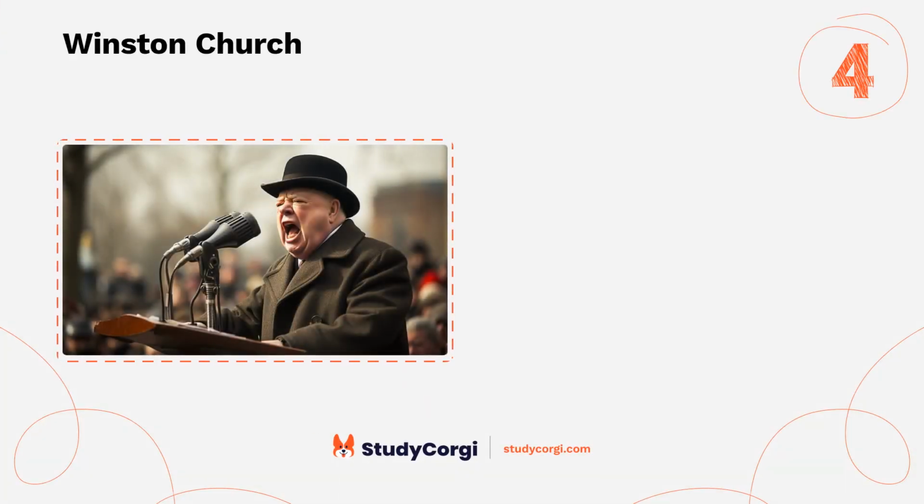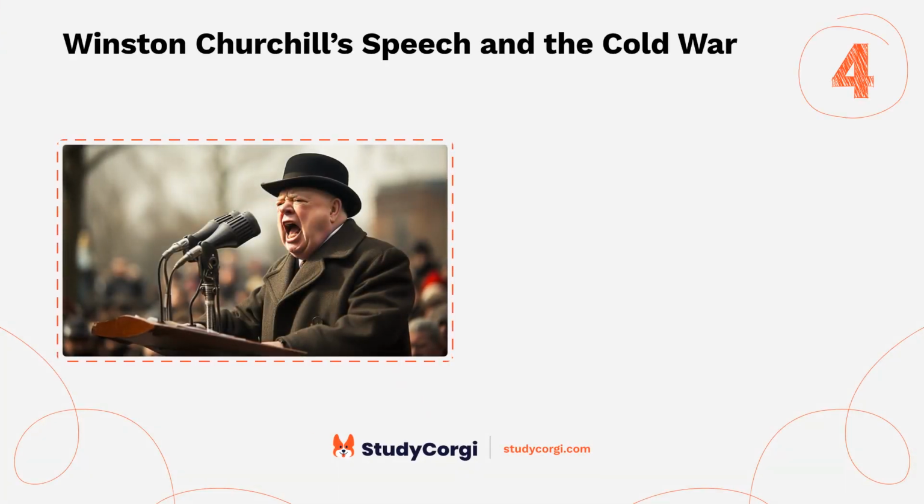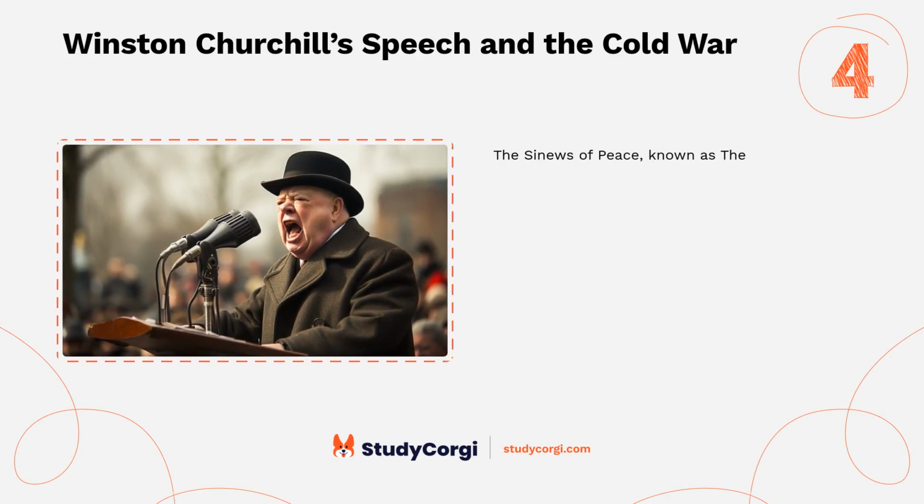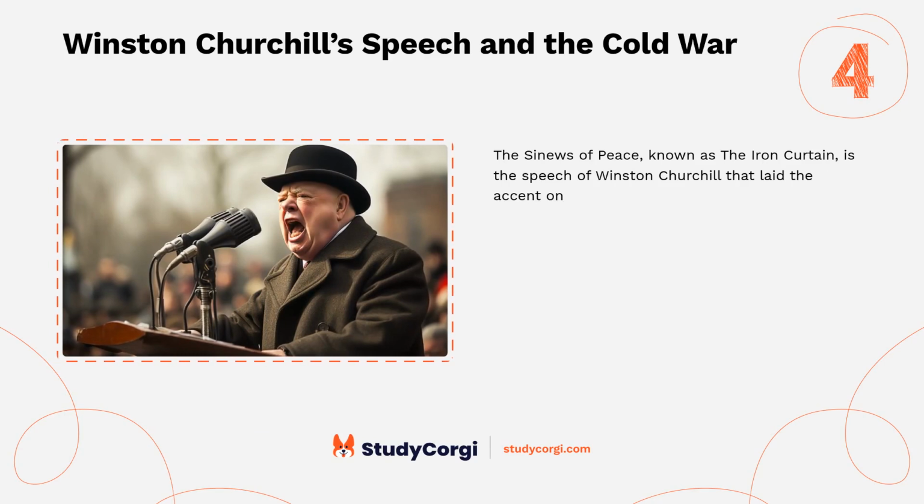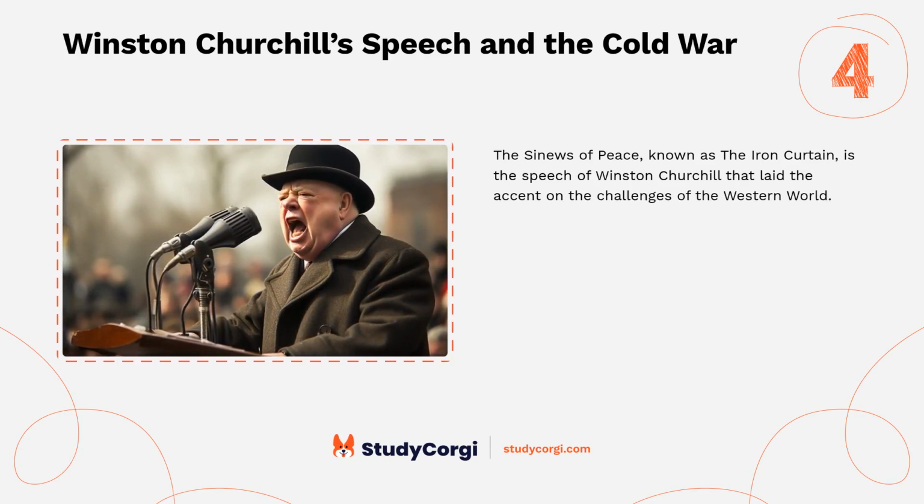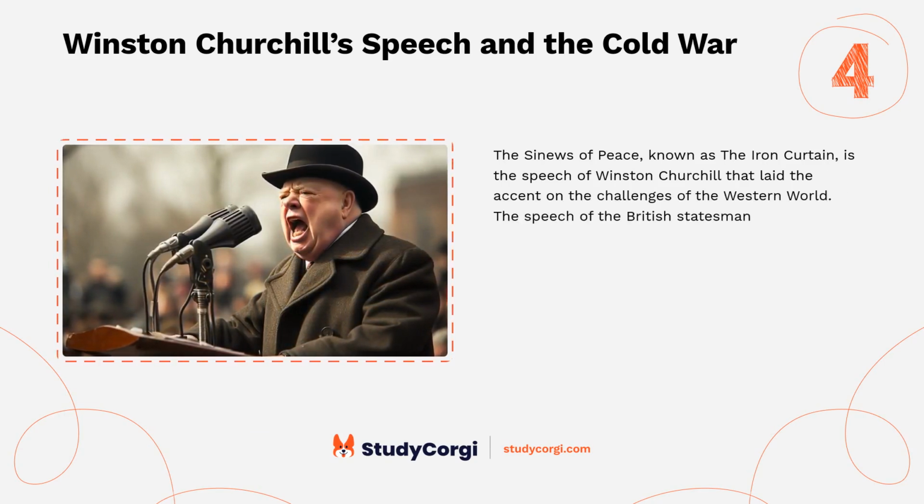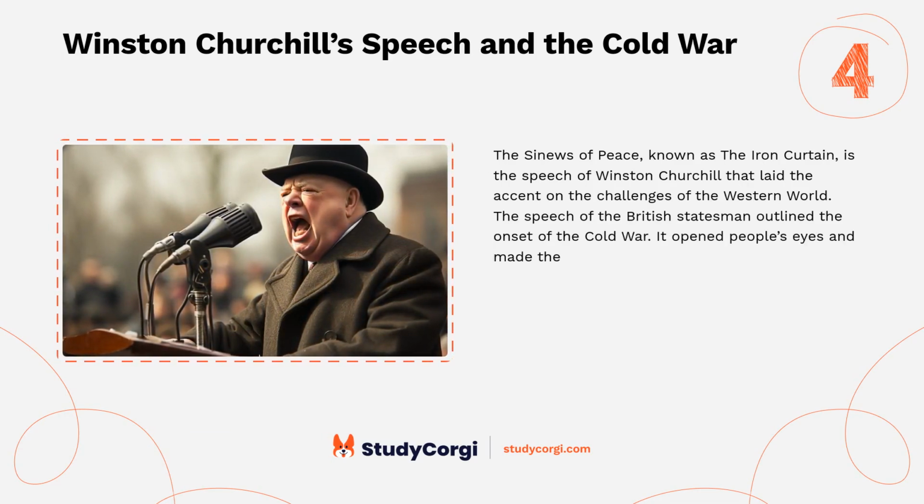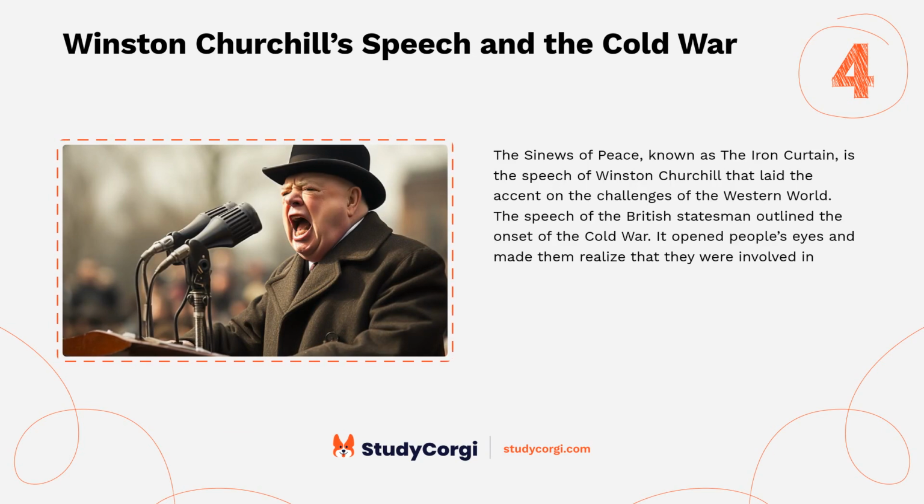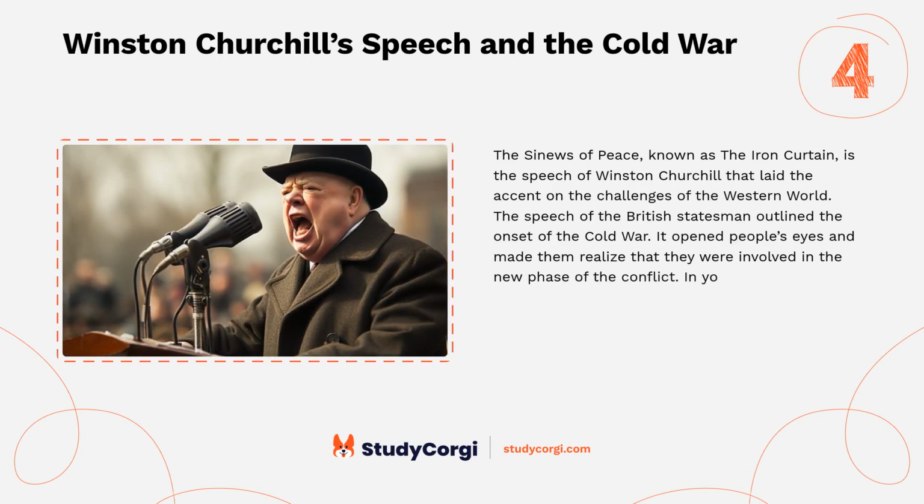Winston Churchill's speech and the Cold War. The Sinews of Peace, known as the Iron Curtain, is the speech of Winston Churchill that laid the accent on the challenges of the Western world. The speech of the British statesman outlined the onset of the Cold War. It opened people's eyes and made them realize that they were involved in the new phase of the conflict. In your paper, you could evaluate the primary objectives of the speech.